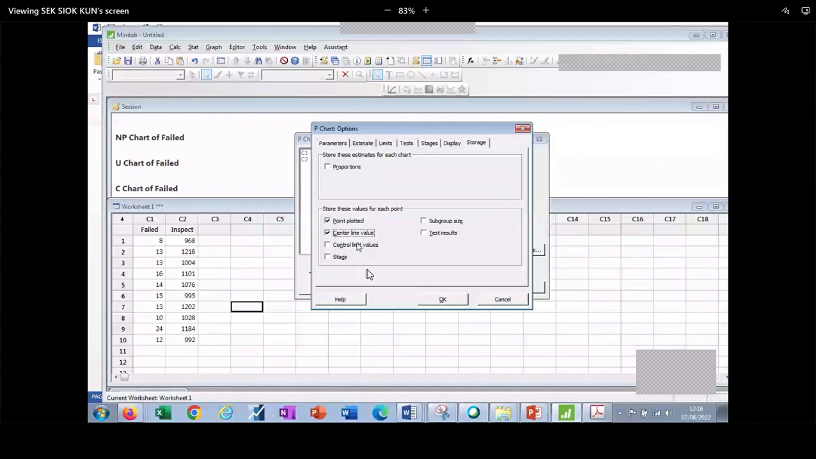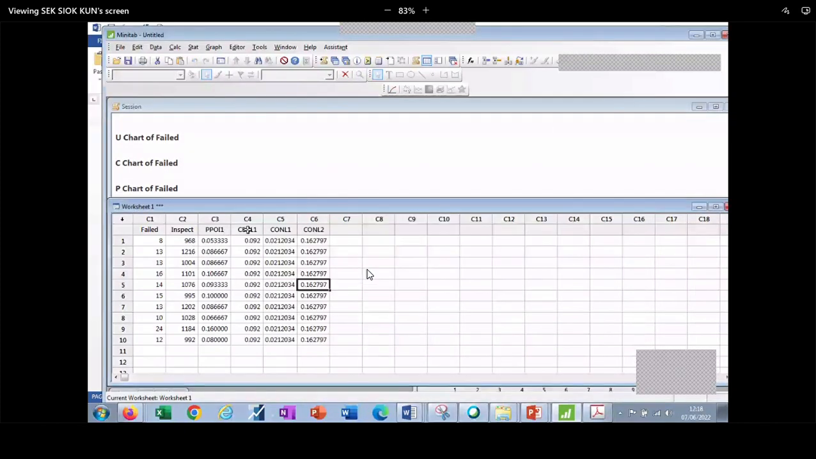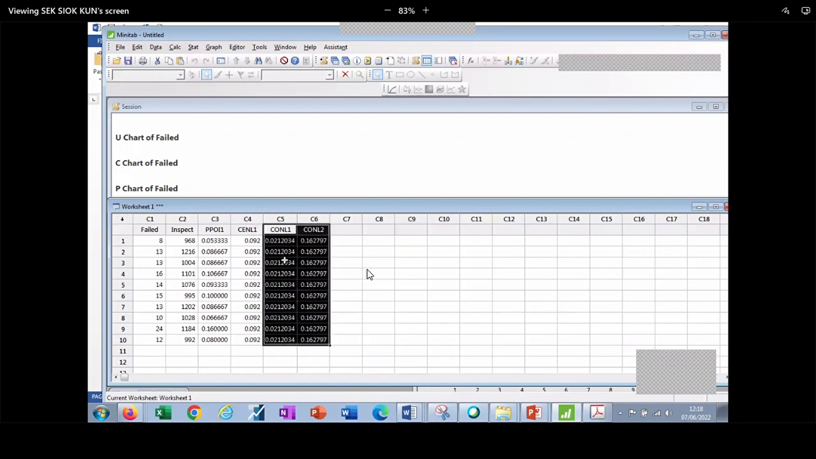Okay, so then I click OK. It will show me the central line and then the lower and upper control limits. They are the same because I put the sample size as 150, right? Which is a constant sample size. So they are the same, and the central line also has the same value throughout.